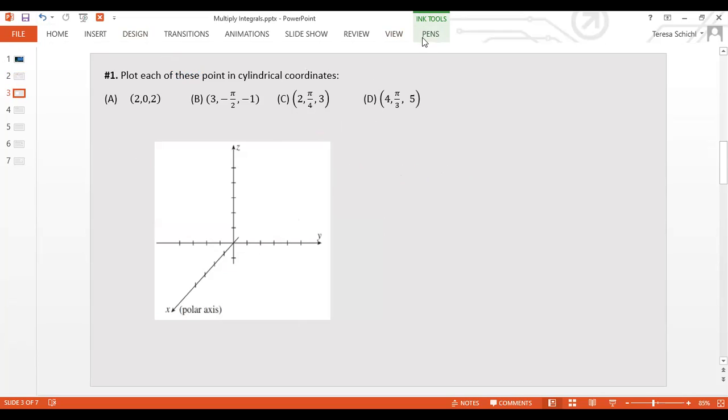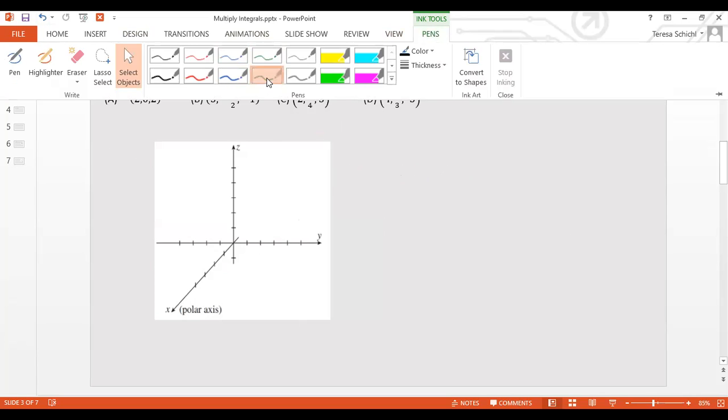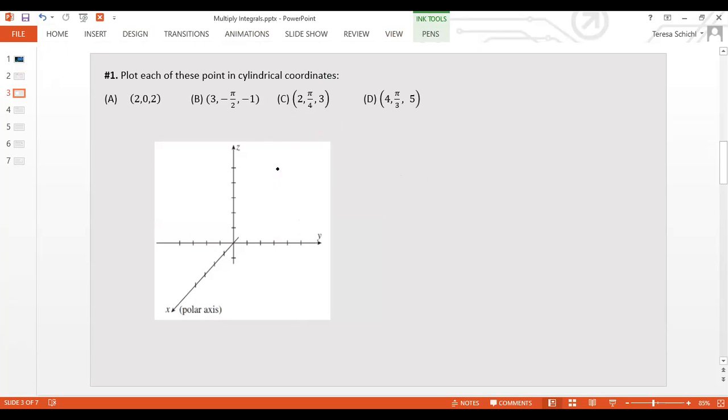Now let's look at how to plot points in cylindrical coordinates. This is my polar axis, this is y, and then I swing the angle. Remember, cylindrical coordinates are r, theta, and z.